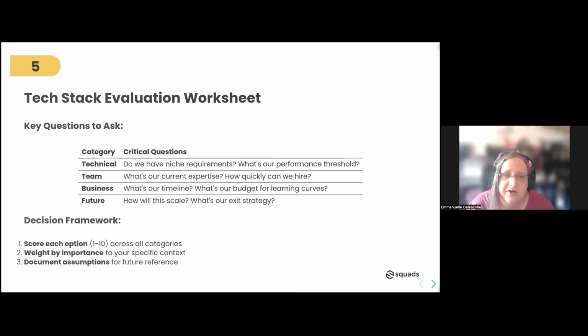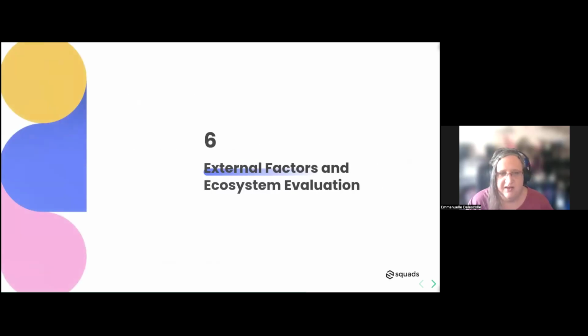You can use the sheet that I showed before for all of these points and all of the technologies that you're planning, score everything, weight everything, and this will give you a final score for every technology.